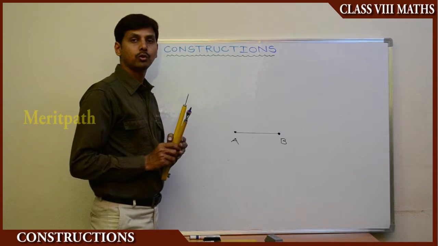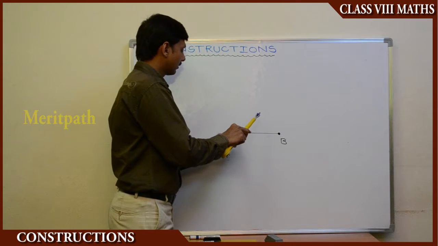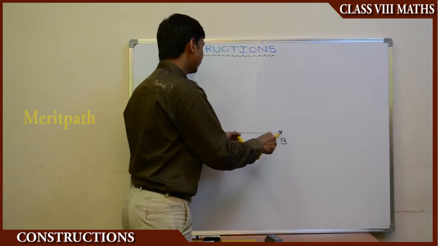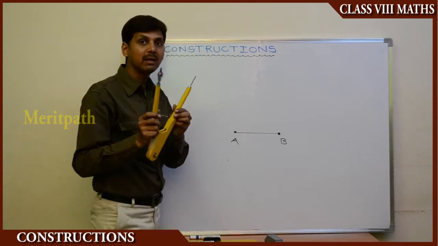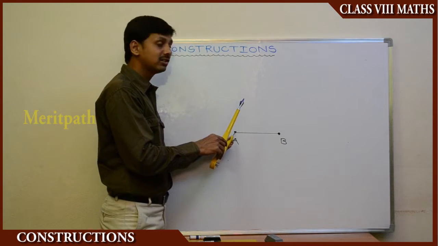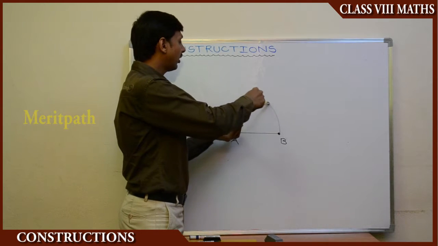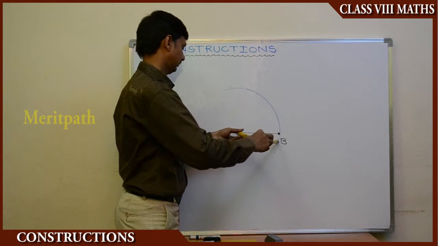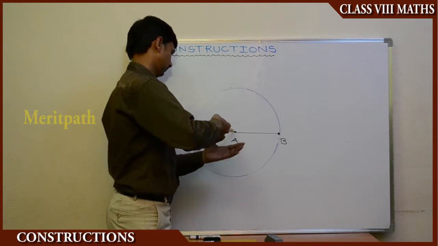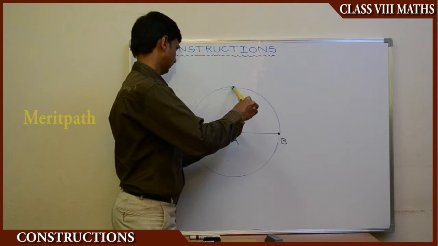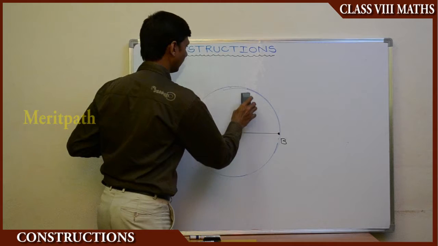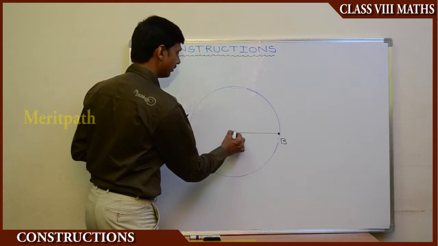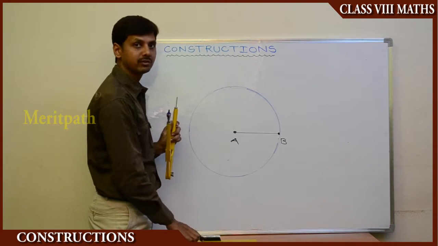Now, using A as the center and AB as the radius, let's draw a circle. We have drawn a circle using the center O. Using the center A, we have drawn a circle.